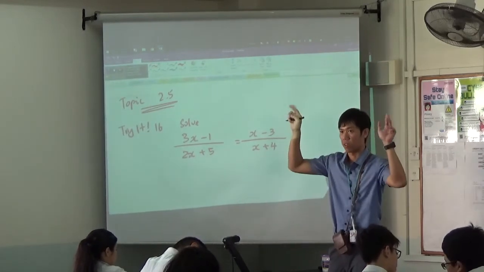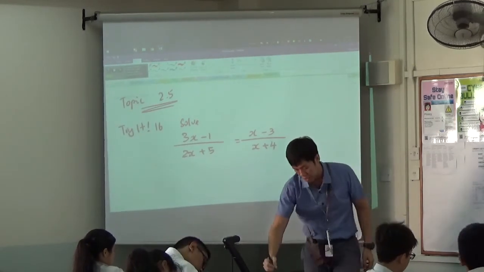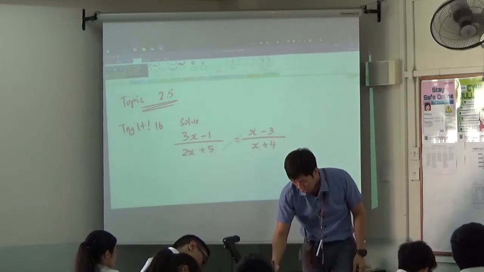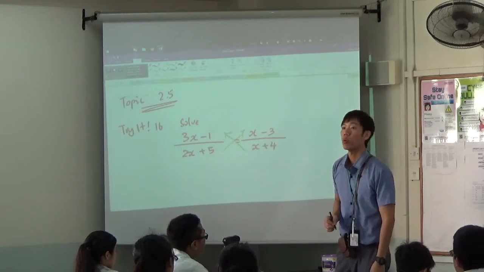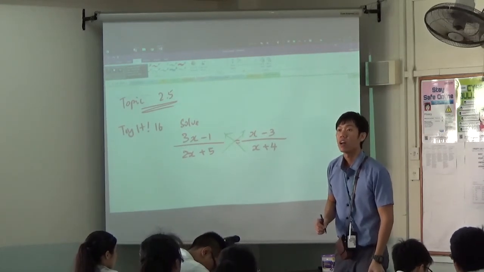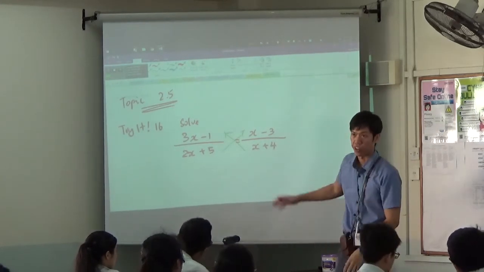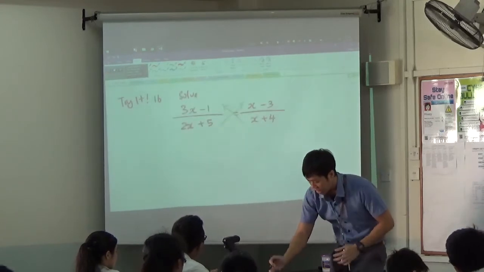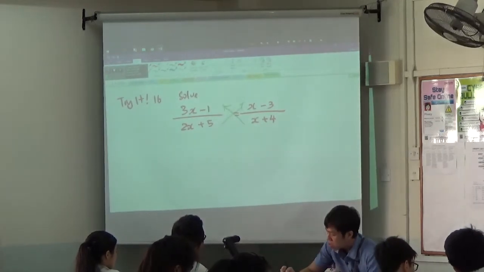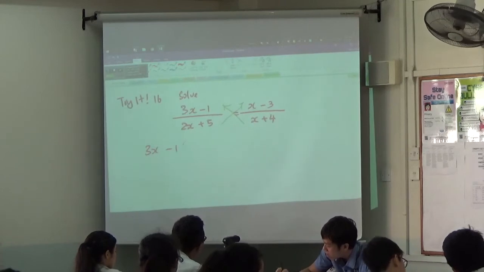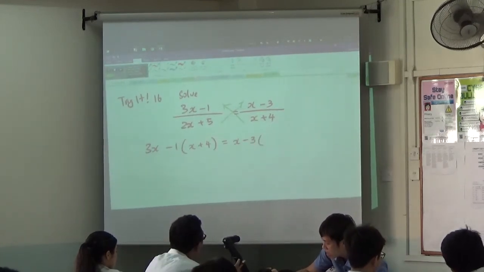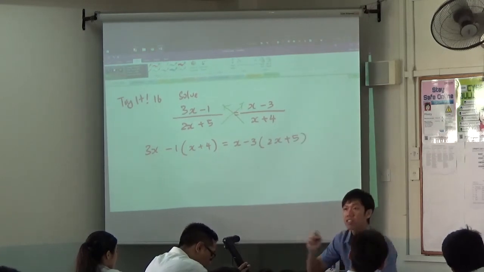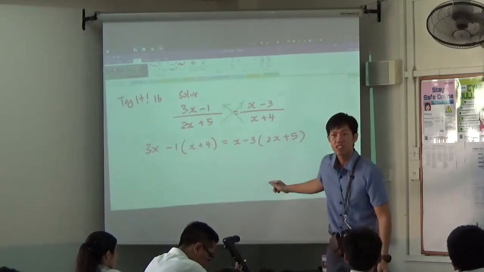Okay, in lower sec, when you had a fraction equals to another fraction, what would you do? You do the cross multiply, right? So you take out your pencil, you draw arrows like this, isn't it? Or you just mentally know what's happening and do it, right? Okay, fine. And this is what we should arrive at. (3x minus 1)(x plus 4) equals (x minus 3)(2x plus 5). Is this correct?